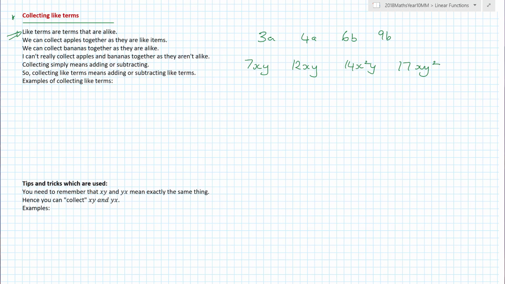Now, as I say here, we can't collect bananas and bananas together. When I go to Coles and walk around with my supermarket trolley or my little basket to try to buy fruit, if I'm going to buy apples, then I will buy apples.